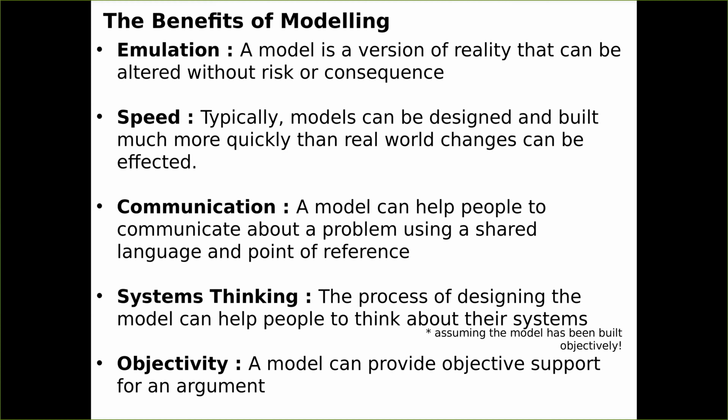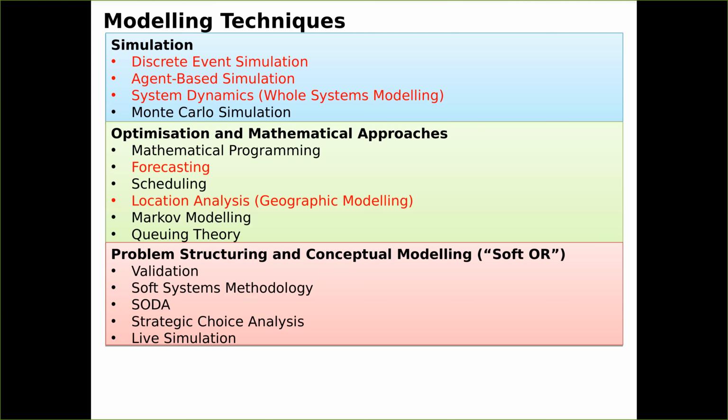And the last key benefit is one of objectivity. A model can provide objective support for an argument, and it's particularly important where some of these decisions may well be politically charged or controversial in some way. Now, I do add the disclaimer: assuming the model has been built objectively, you can build a model to say anything you like. So you need to make sure that the model itself has been built objectively with the data that's available. But assuming it has, it can give that objective evidence that can help support decisions.